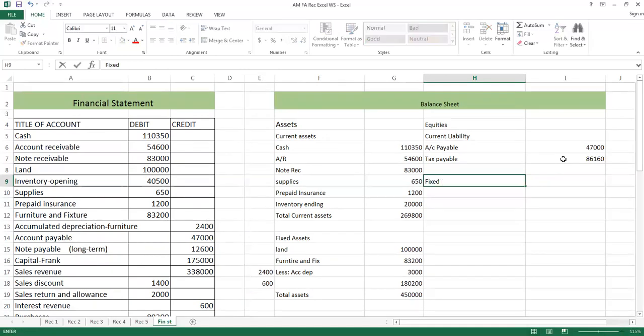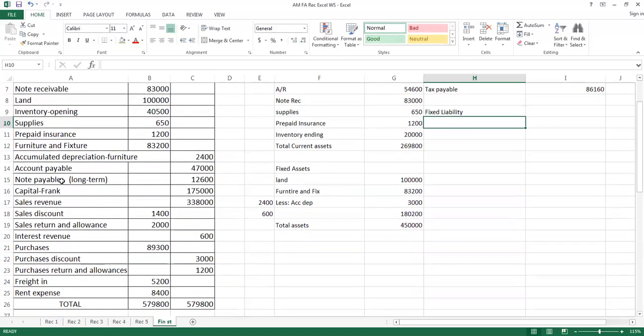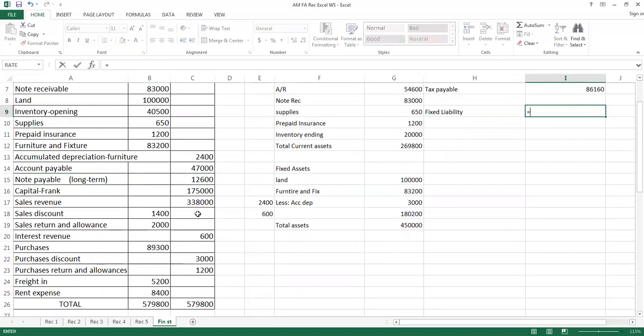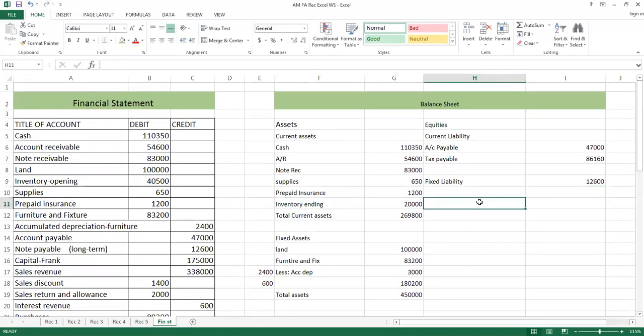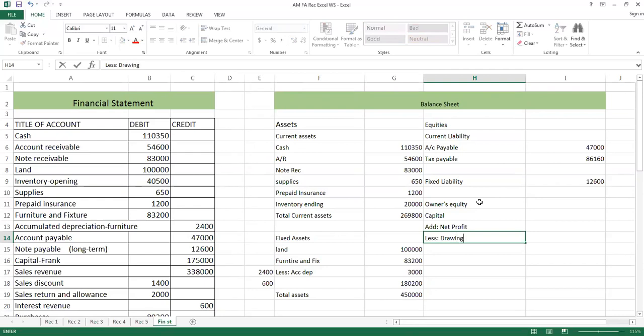For fixed or long-term liability, we will check our question, and this is long-term note is given 12,600. So we will bring this amount over here. Student, to work on owner's equity, remember that for owner's equity, we need capital. We add net profit in it, and we minus any drawing given in question.